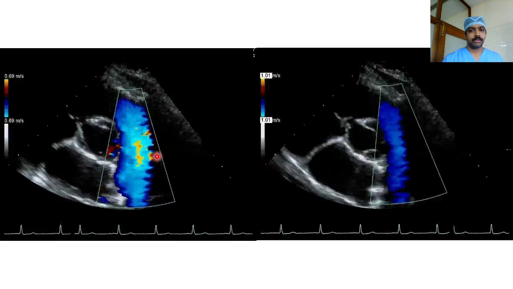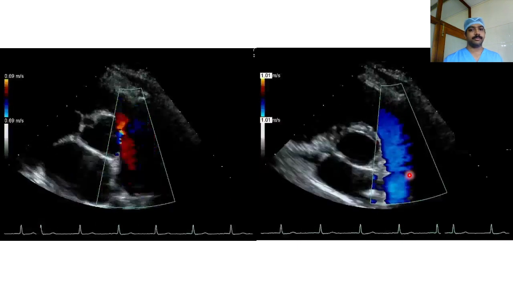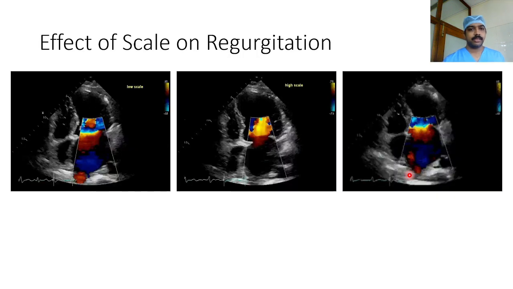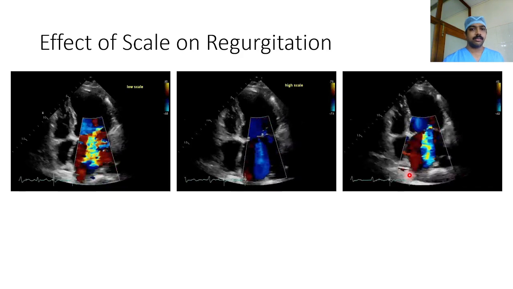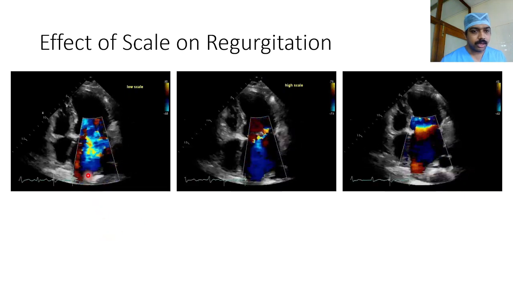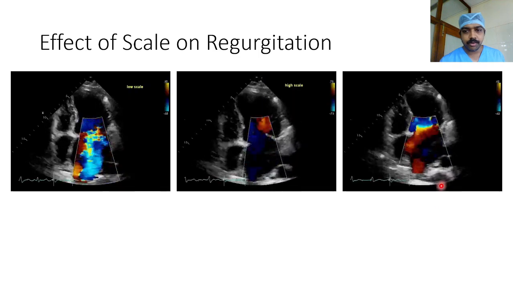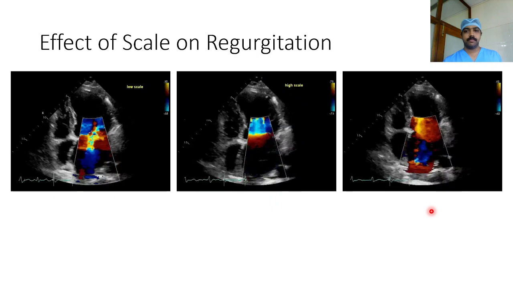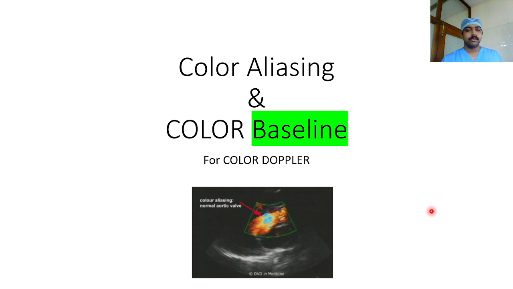This example shows color aliasing. Here there is color aliasing; here there is no color aliasing. We can change it by changing the velocity scale. These are three examples: this is with the low scale, this is with the high scale, and this is optimum. So first, we can remove the aliasing with the scale.